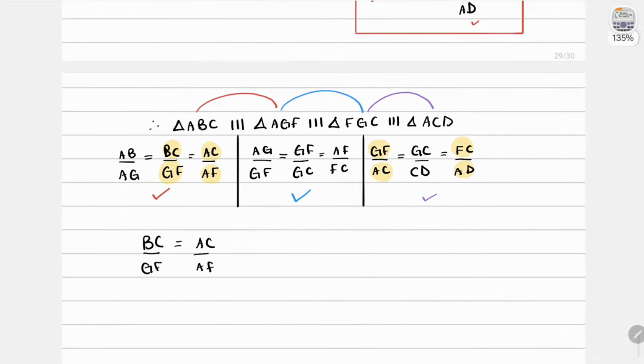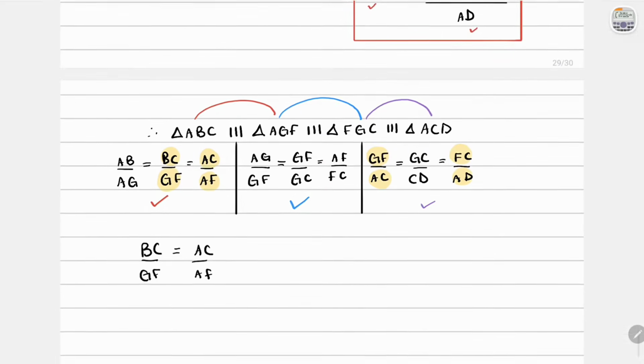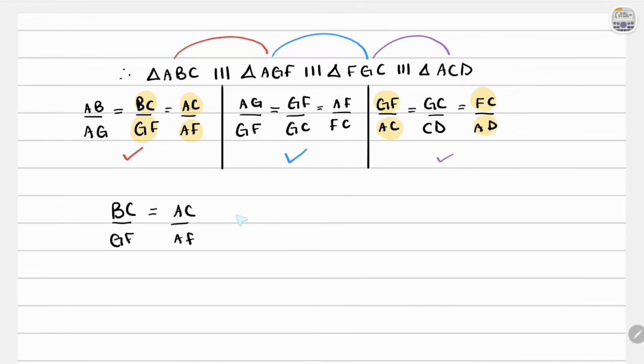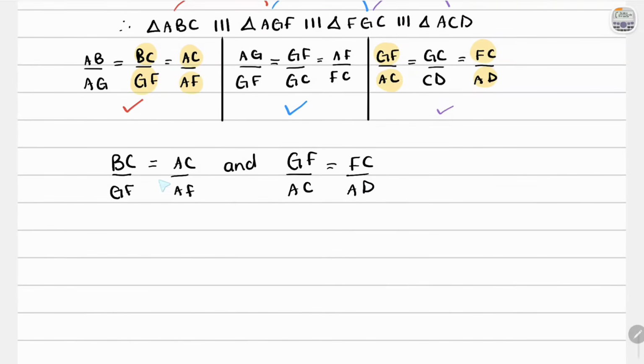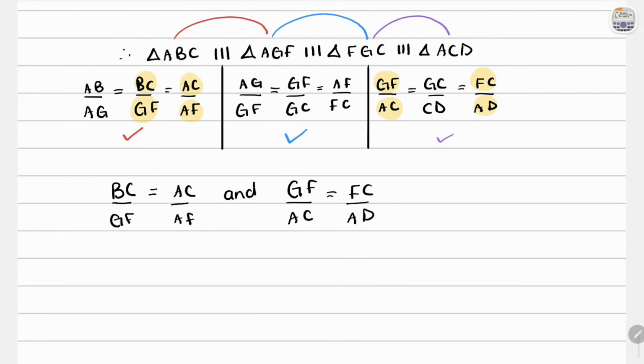I would explain that, but that will make this explanation really long. So we're going to have these together and then these together. So we're going to take GF over AC, and that is equal to FC over AD. That's how we're going to use them. We can't make them equal to each other. They are related to the separate triangles that we are referring to when we say these two triangles are similar.